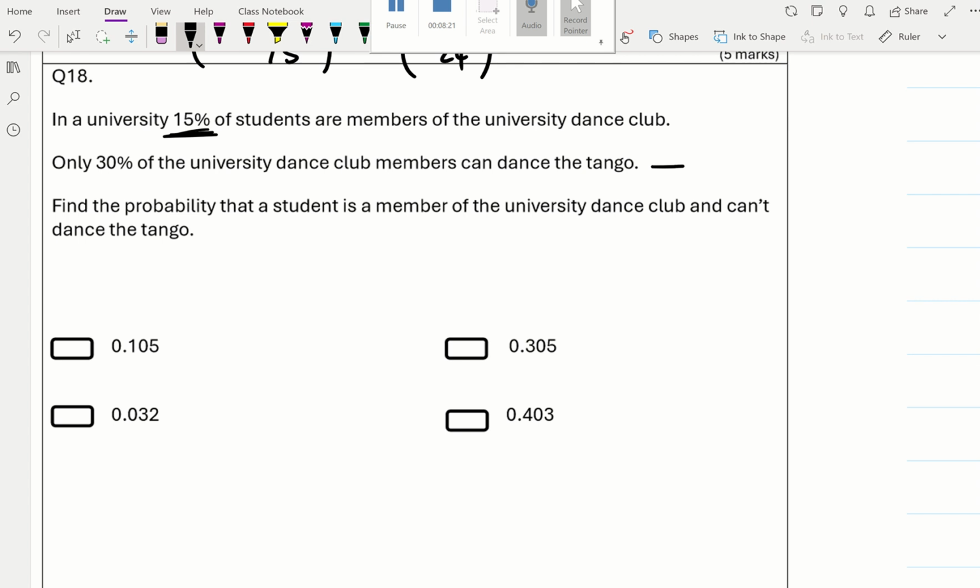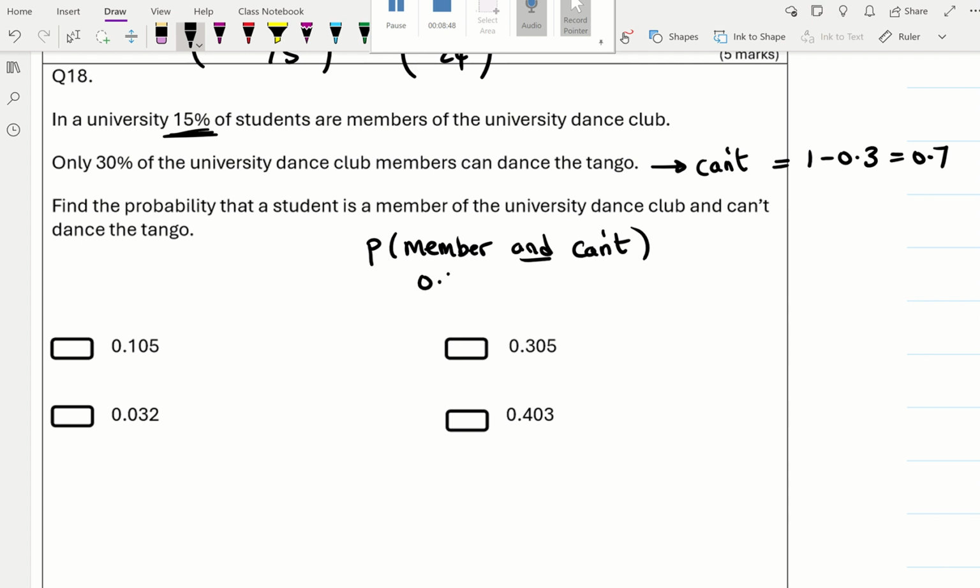The first thing to do is to find the probability of people who can't dance the tango. And that is 1 minus 0.3, which is 0.7. And then you want member and can't dance. So you're finding the probability that they're a member and can't dance. Remember, and is a multiplication. So they are a member, 0.15, times that they can't dance the tango, 0.7, and you get the answer 0.105, which is this one.